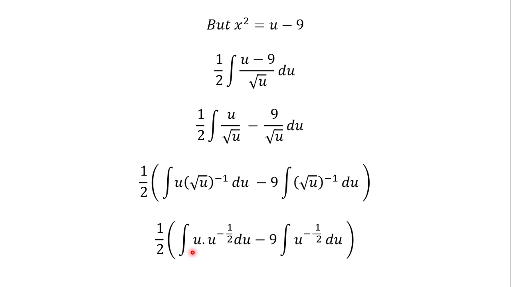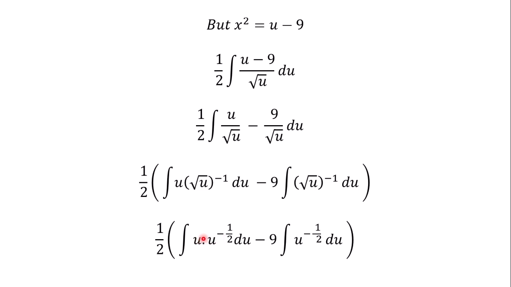h dot k means hk. Okay, so u dot u raised to the power minus half is telling us that u is being multiplied by u raised to the power minus half. Now when it happens like that, it becomes indices. You see that all of them have the same base. So what you are going to do is add their powers. That is the law of product. The power of this one is 1, and the power of this one is minus half.